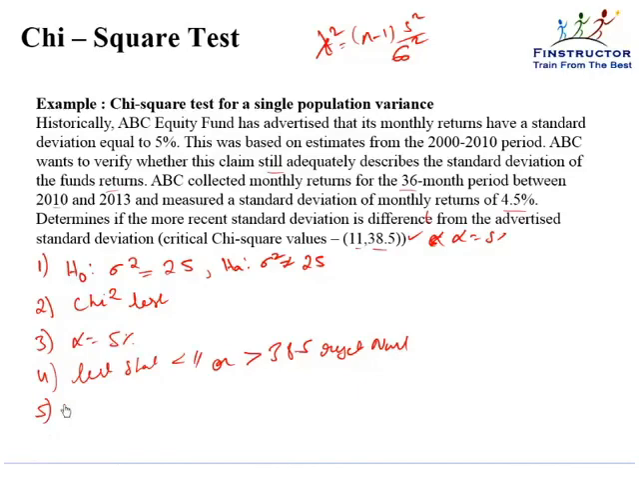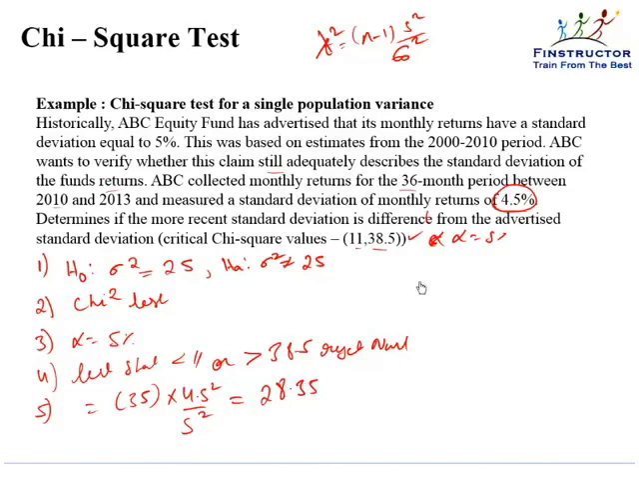Step 5 is to calculate the test statistic, that is n minus 1 into s square upon sigma naught square, which will be 35 into 4.5 square, which is the observed standard deviation, upon 5 square, which comes out to be 28.35.